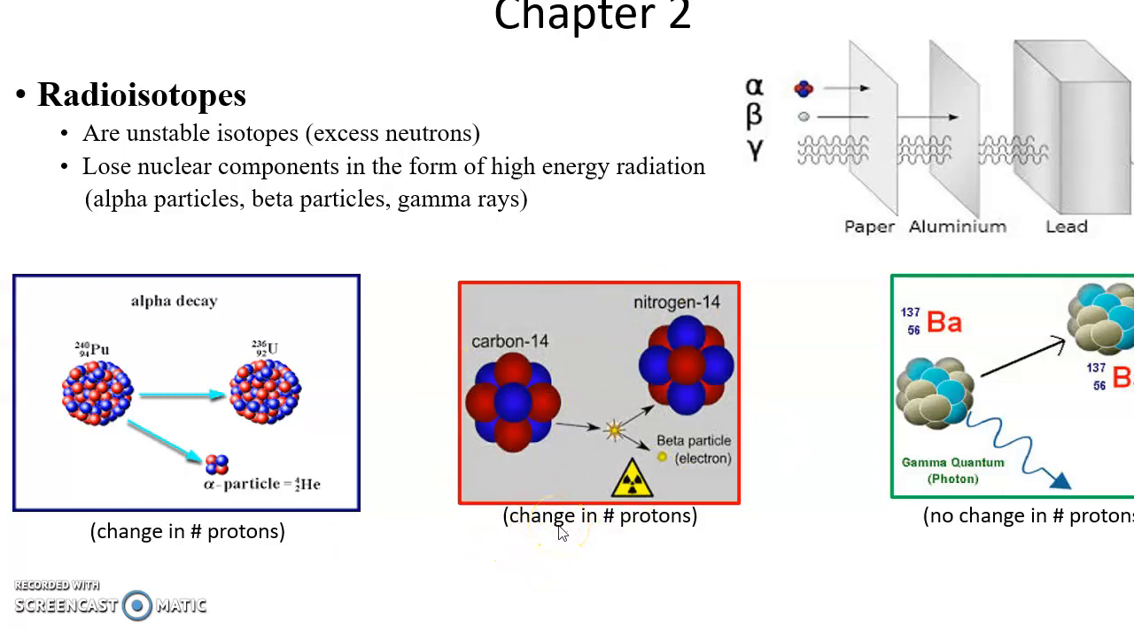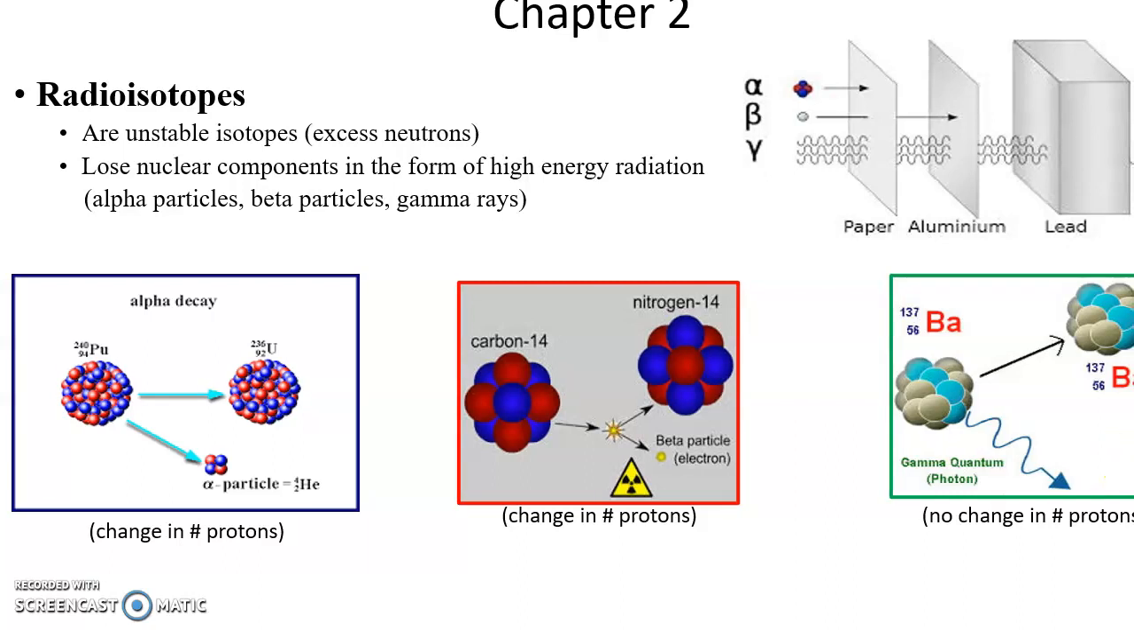For beta particles, what happens is the nucleus loses an electron, loses a negative charge, so it is turning a neutron into a proton. So a positive charge gets left behind when the negative charge, the electron, leaves. So carbon-14 loses an electron from its nucleus, a beta particle, and turns into nitrogen-14. Beta particles are pretty small, but they can be blocked by aluminum.